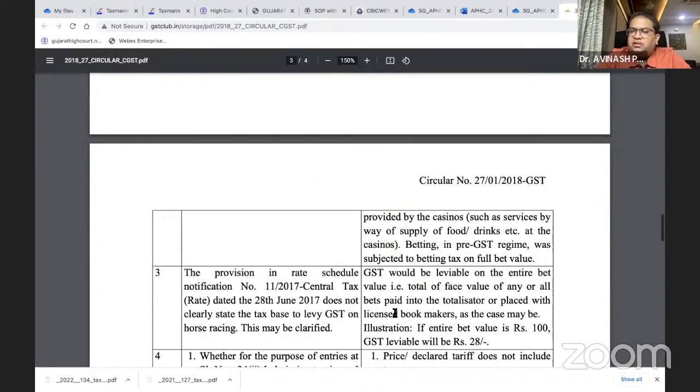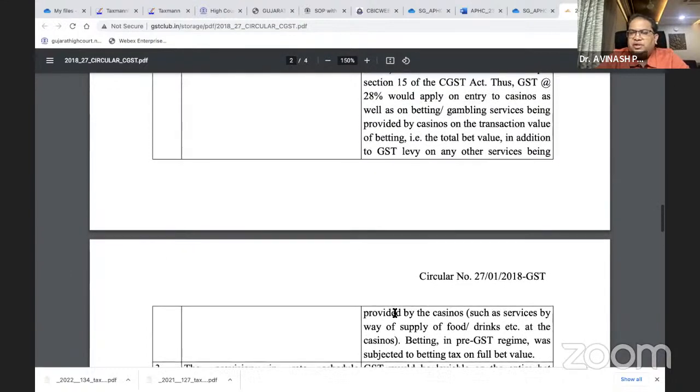at the casinos. Betting in the pre-GST regime was subjected to betting tax on full bet value. So now it is very clear that when the admission is there and the additional services are being given by the casino, all those services will fall within one rate, which is 28%.